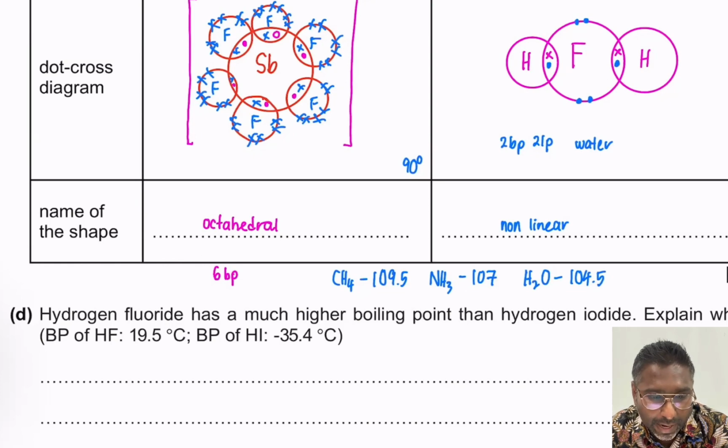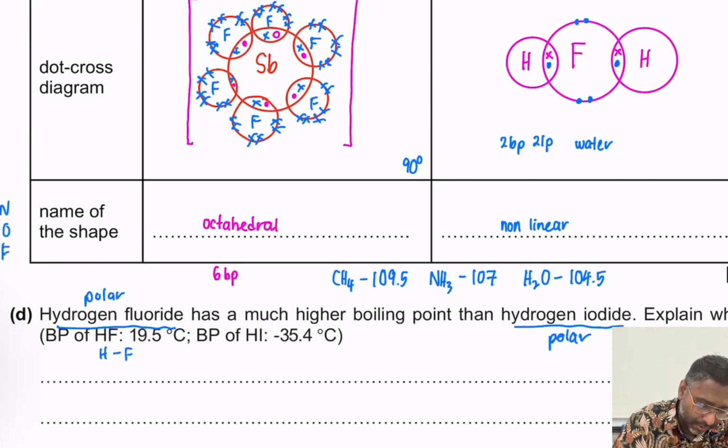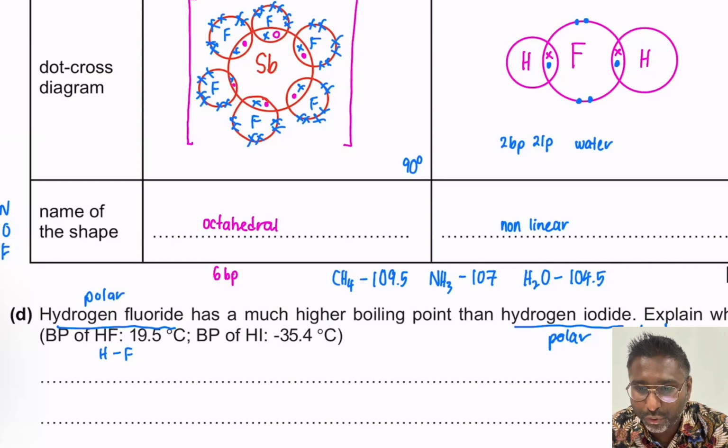Now, hydrogen fluoride has a much higher boiling point than hydrogen iodide. Both of them are polar. What is the difference over here is this one contains hydrogen and F. Do remember, hydrogen with N, O, and F can form hydrogen bonding. So this one cannot form hydrogen bonding, so they have permanent dipole, but this one has hydrogen bonding.